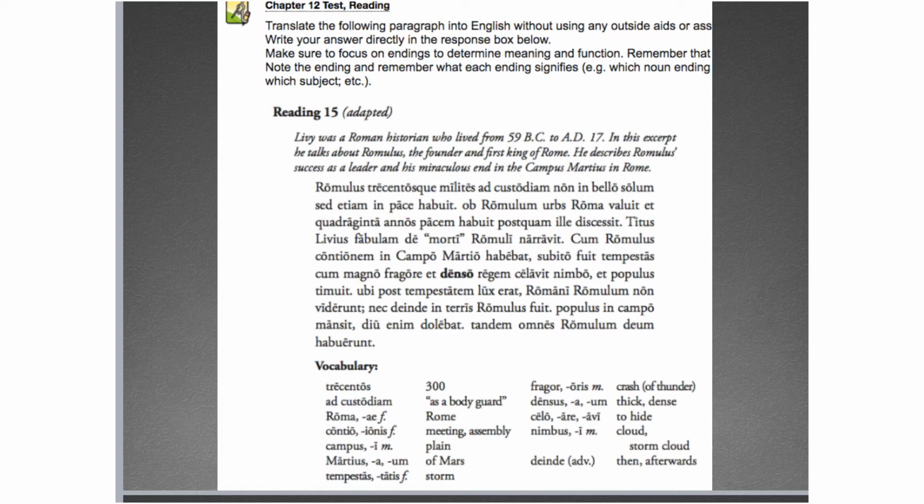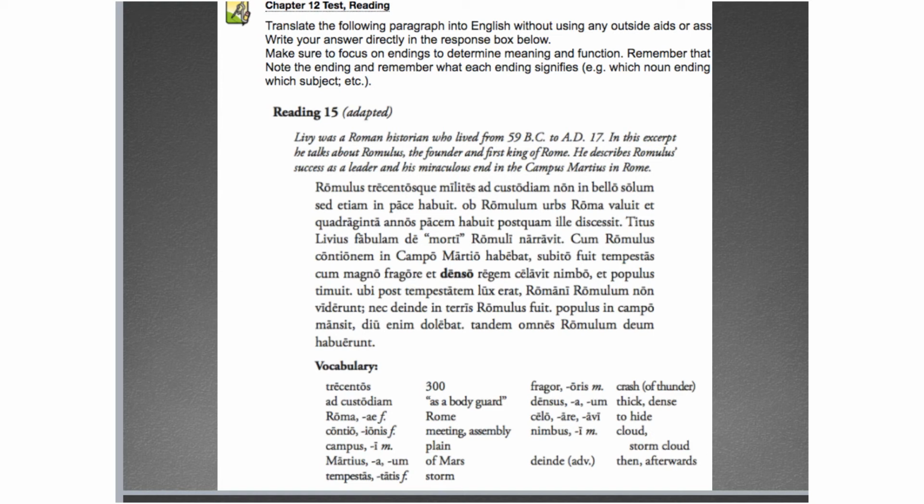All right, next sentence. Ob Romulum urbs Roma valuit et quadraginta annos pacem habuit postquam illa discessit. All right, so prepositional phrase, ob and accusative, that's probably going to go together, especially since I have a nominative here. So that's going to be the subject. Valuit, there's my verb. Then I hit a conjunction, which means I sort of reset things. So quadraginta anno. So I've got accusative there. Accusative extended time looks like. Pacem is an accusative, and by the way, this is a time word, which makes it accusative extended time, versus this a non-time word, probably going to be the direct object. Habuit, verb, and then conjunction. This is one of those subordinate conjunctions we talked about. Postquam illa discessit. So subject, verb.